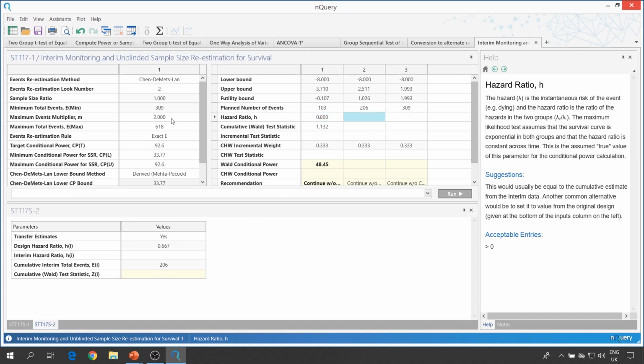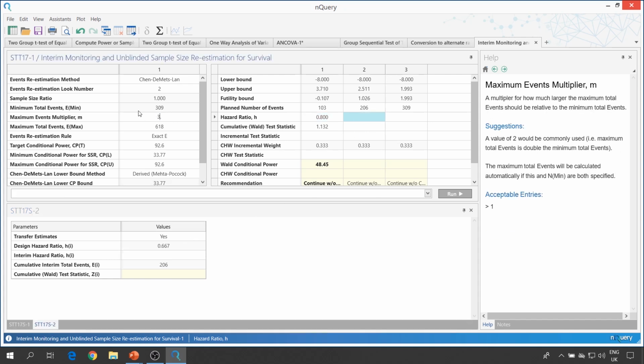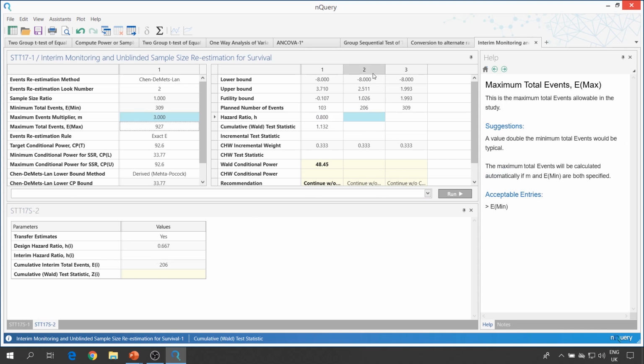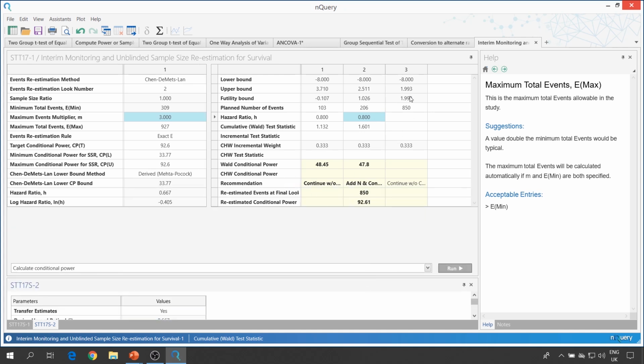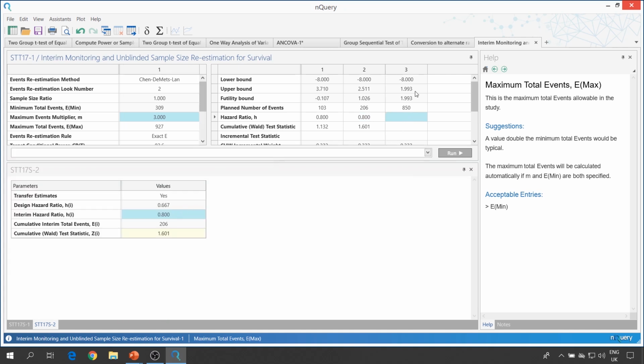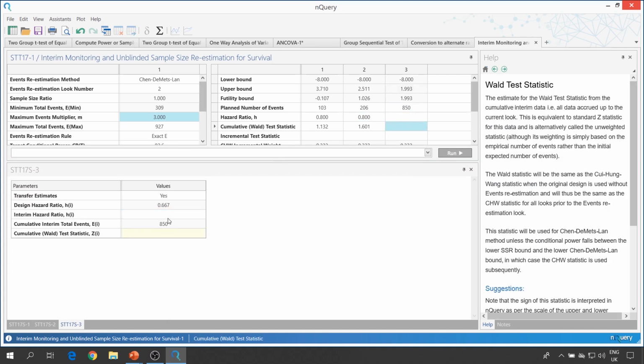We'll actually increase the multiplier here just a bit, and we go to look 2. It's still 0.6. This is obviously a toy example. And 0.8. We add and continue. The n is increased a lot to 850. We go to our final look. We enter our interim hazard ratio of 0.8, and we'll see that we have a significant result.